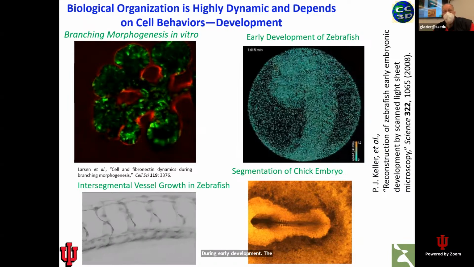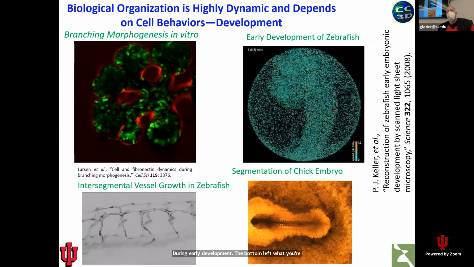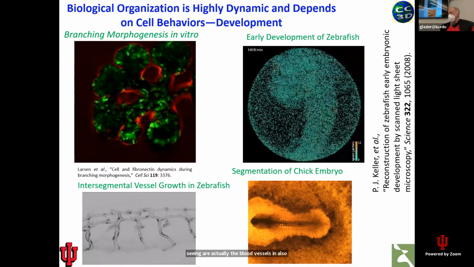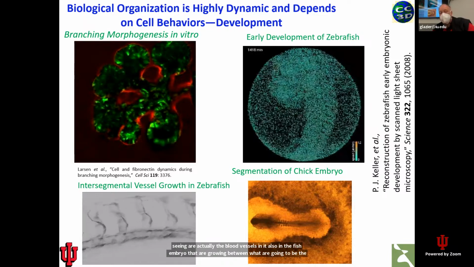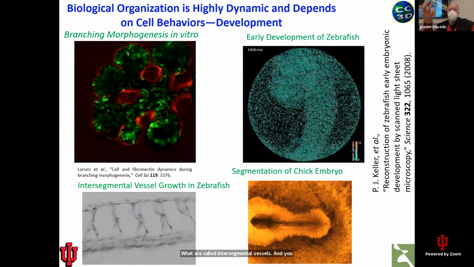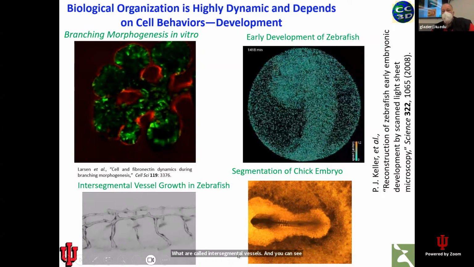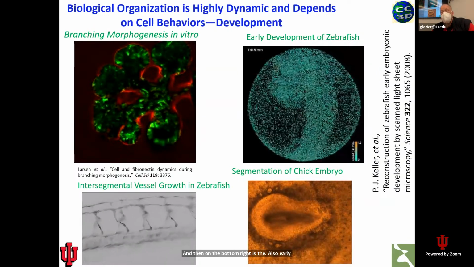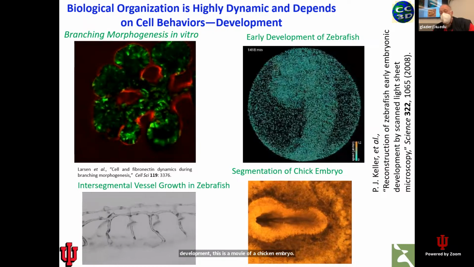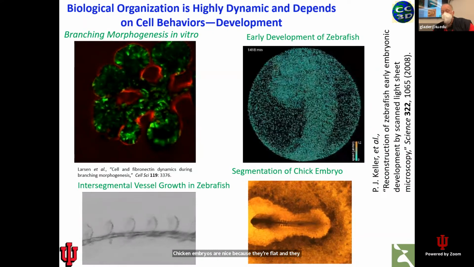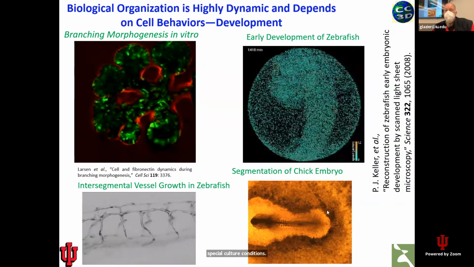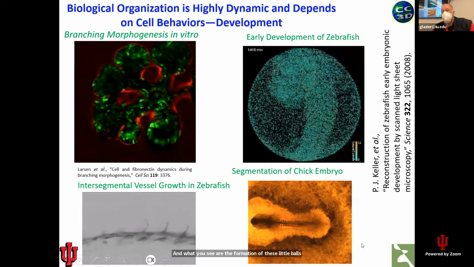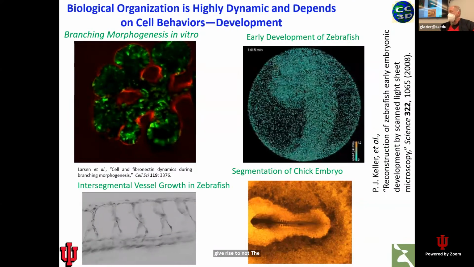The bottom left, what you're seeing are actually the blood vessels also in a fish embryo that are growing between what are going to be the ribs of the fish, what are called intersegmental vessels. And you can see them actually growing out, reaching out and growing. And then on the bottom right is also early development. This is a movie of a chicken embryo. Chicken embryos are nice because they're flat and they can be grown just in a dish without putting them in special culture conditions. And what you see are the formation of these little balls here, which are called somites, and those are going to give rise, not to the vertebrae themselves, but are going to reorganize and eventually give rise to the vertebrae in the animal.